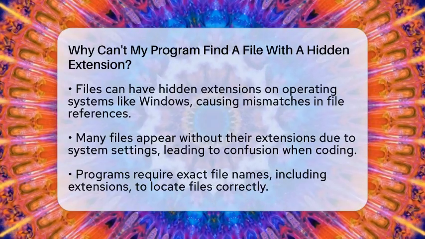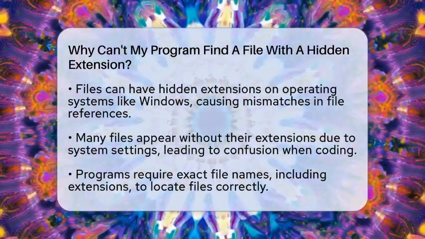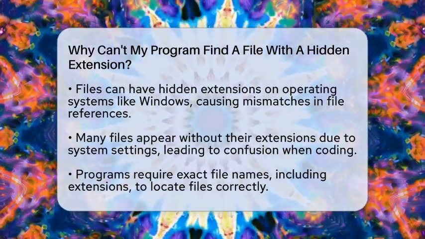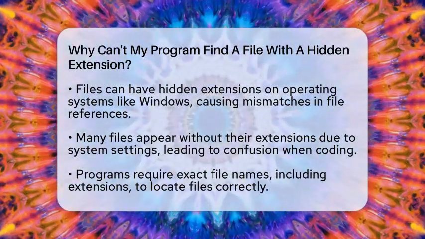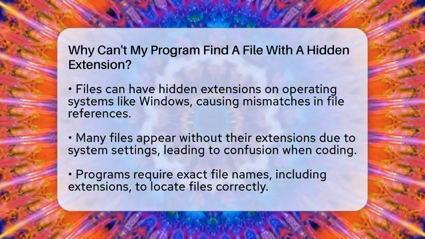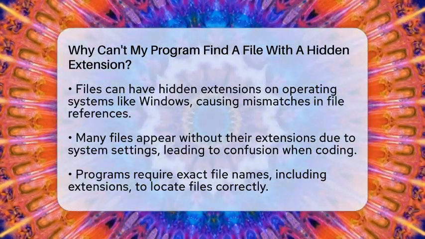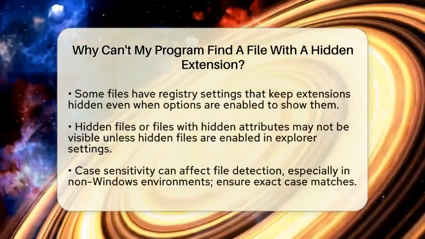Hidden extensions can cause confusion because the file name your code uses must match exactly what is on the disk. If the extension is hidden, you might think the file is just report, but on the system, it is report.docx. Your program needs the full name, including the extension, to locate the file properly.